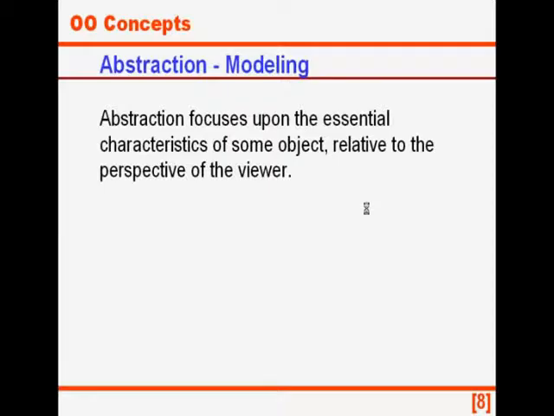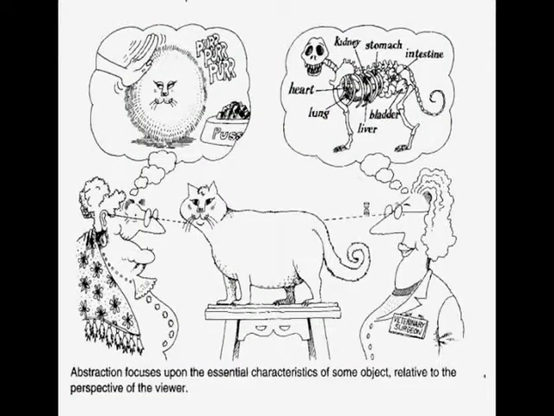Abstraction focuses upon the essential characteristics of some object relative to the perspective of the viewer. This definition is from the classic book by Grady Booch, and this is a picture which accompanies that. You can see it is the same cat, but from the viewpoint of the owner, the old lady on the left, she sees it as a cute little fur ball which eats some food and makes cute little sounds. But from the viewpoint of the veterinary surgeon on the right, the cat has got parts like kidneys, intestines, bladder, liver, etc. So the two people have different abstract models of the same cat.